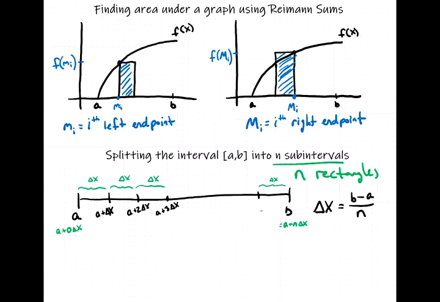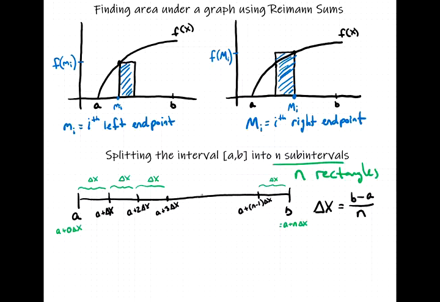Which means if the end value of that last subinterval is a plus n delta x, well then the starting point, or the starting value, would be a plus, well, 1 less, n minus 1 times delta x. So what I want to do is come up with a formula for any generic subinterval. So what is the starting value and ending value of the ith subinterval? And so that's what I want to do here.